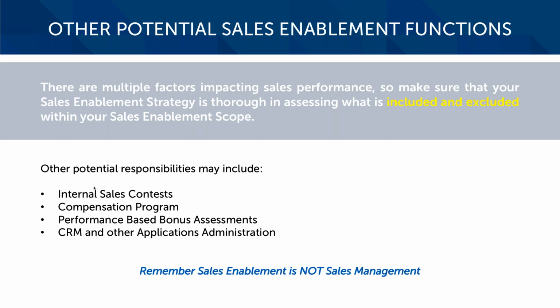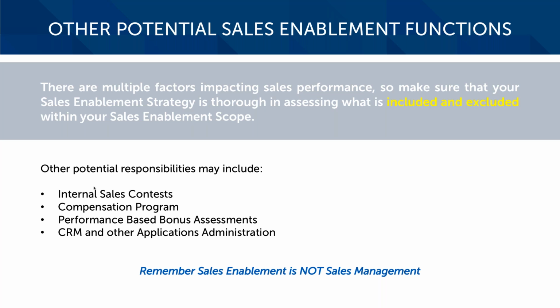Leaders and CEOs are looking at this and understanding the value, especially when they're pressed for competitive results and pressed for an increase in sales. But you have to be careful that you don't become part of the confusion and get overloaded with functions in the sales enablement department. Be cognizant that there are multiple factors impacting sales performance. So make sure that your sales enablement strategy is thorough in assessing what you're going to focus on and what you're not going to focus on, so that you can define a scope that you can truly manage.